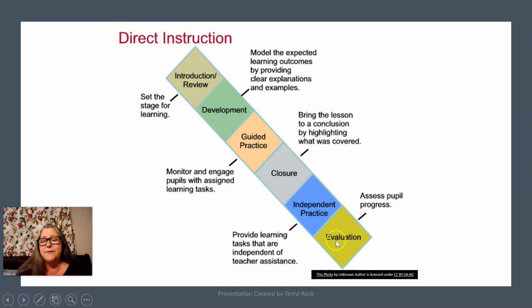And all of these steps might not exactly happen on the same day. For example, you might do these parts where you have your introduction, your teaching, your guided practice, and your close. They might do the independent practice at home. And then you might go and do these types of things again. The evaluation might be later.